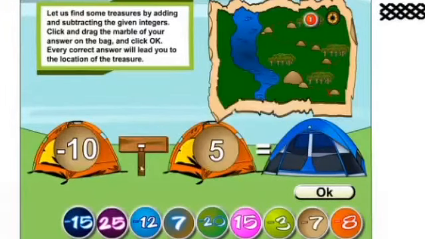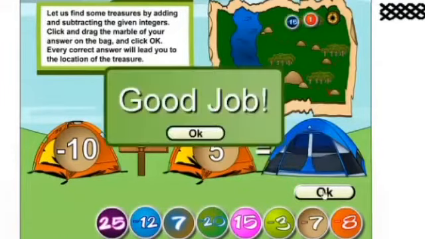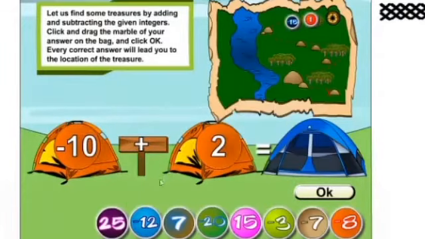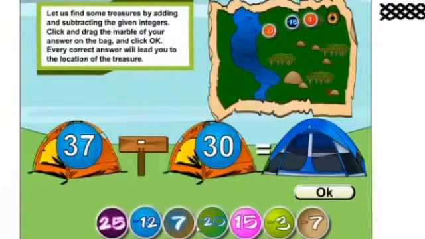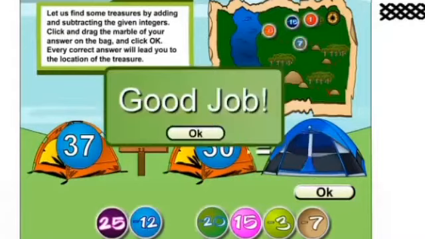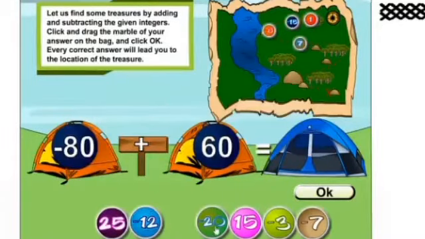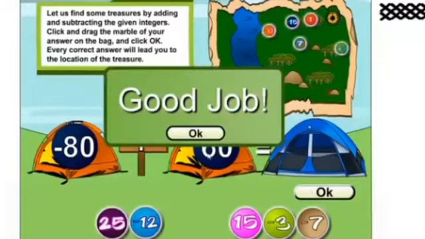Negative 10 minus positive 5? Is it negative 15 or negative 3? Negative 15. Good job. Negative 10 plus positive 2. Is it negative 8? Good job. 37 minus positive 30. What's your answer? Is it positive or negative 7? Positive 7. Good job. Negative 80 plus 60 equals negative 20.